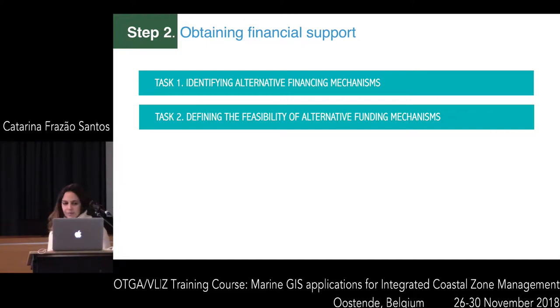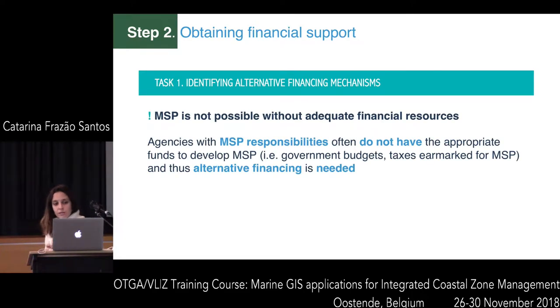The second step has to do with obtaining financial support, and it has again two tasks. The first one is identifying alternative financing mechanisms. So marine spatial planning is not possible without adequate financial resources. The guide, or I'm not sure if it's the guide or the website, has a nice sentence about money: money is not important as long as it's enough. And this can be applied to a lot of things, and it's true. And it's also true for marine spatial planning.